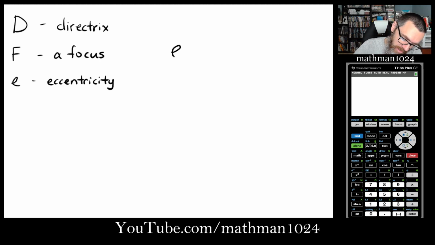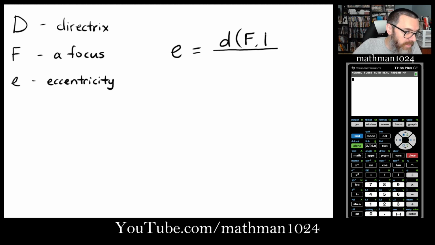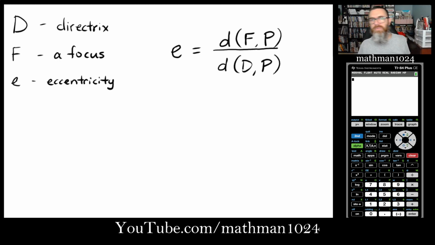And e will be defined as the ratio of the distance between a focus and a point that's on the graph over the distance between the directrix and a point on the graph. So capital P is just going to be the collection of all points that make up your conic section. We're going to be focusing on parabolas, ellipses, and hyperbolas. And so the value of e tells us what kind of shape we're going to have.